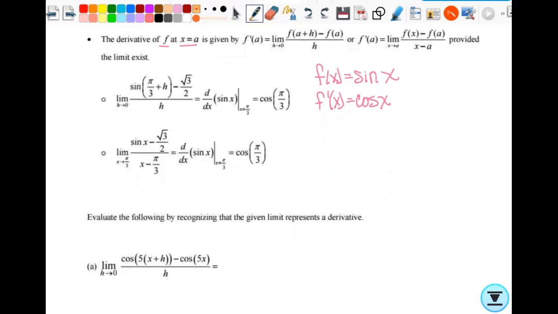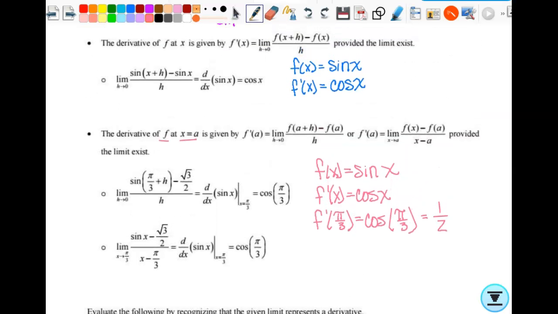And then, since it was substituted in here, we need to evaluate it at pi thirds. So f prime of pi thirds is equal to the cosine of pi thirds. And what is the cosine of pi thirds? Okay. So this one up here gave me an equation because we weren't evaluating it anywhere. This one gave me a number because I'm actually evaluating it at pi thirds.